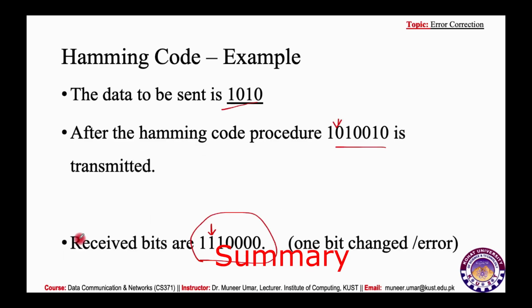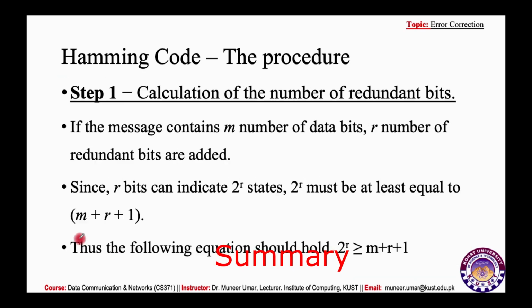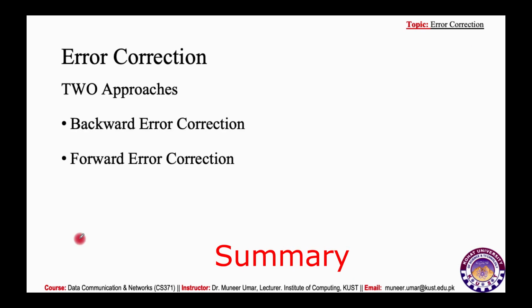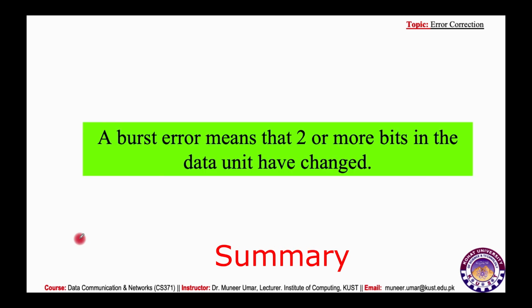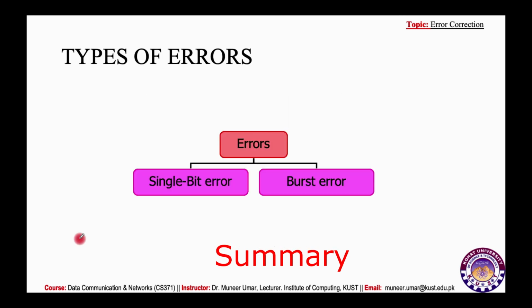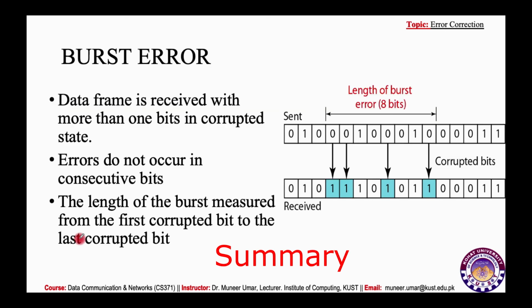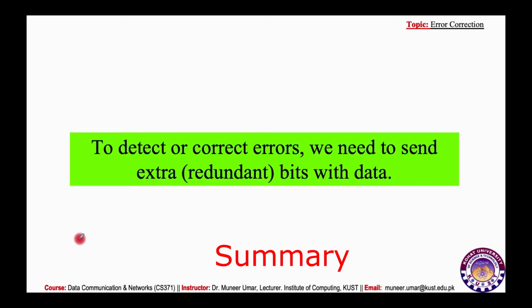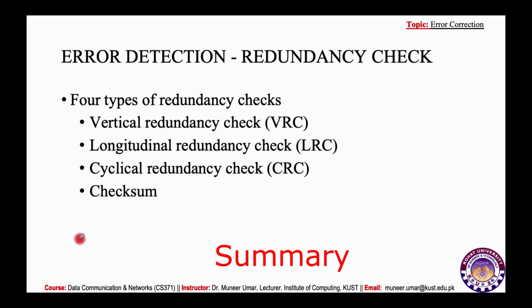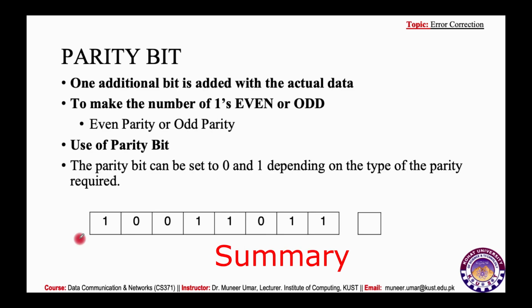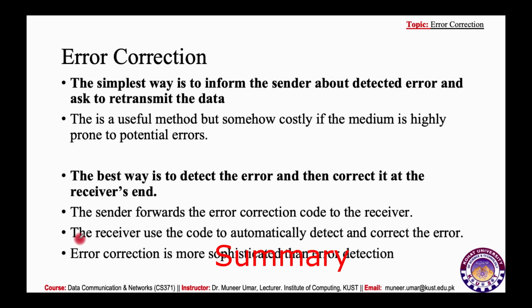This was all about the error correction. So in this lecture, we started with the error detection. Actually, this was a sort of revision for our previous lecture. So we first looked into the single bit error, burst error, error detection mechanism, then VRC, LRC, CRC, and checksum. We also studied the parity bit, and after that we started with error correction.